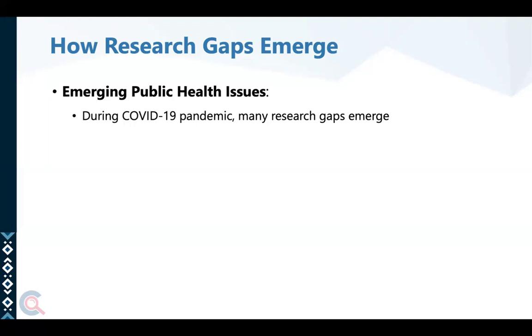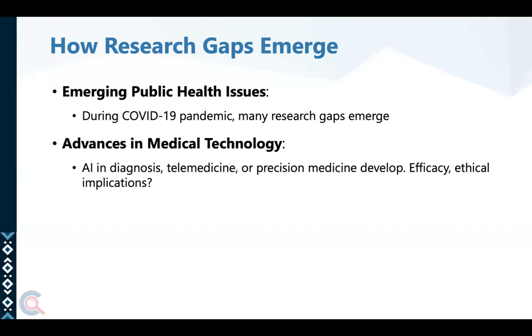And I think everyone that is involved in biomedical research had a lot of questions. If they had the means, they had a lot of questions that they could really address. The second type of emergence is from advances in medical technology, and AI is one of those emerging technologies that is going to have very huge implications in medicine and public health.